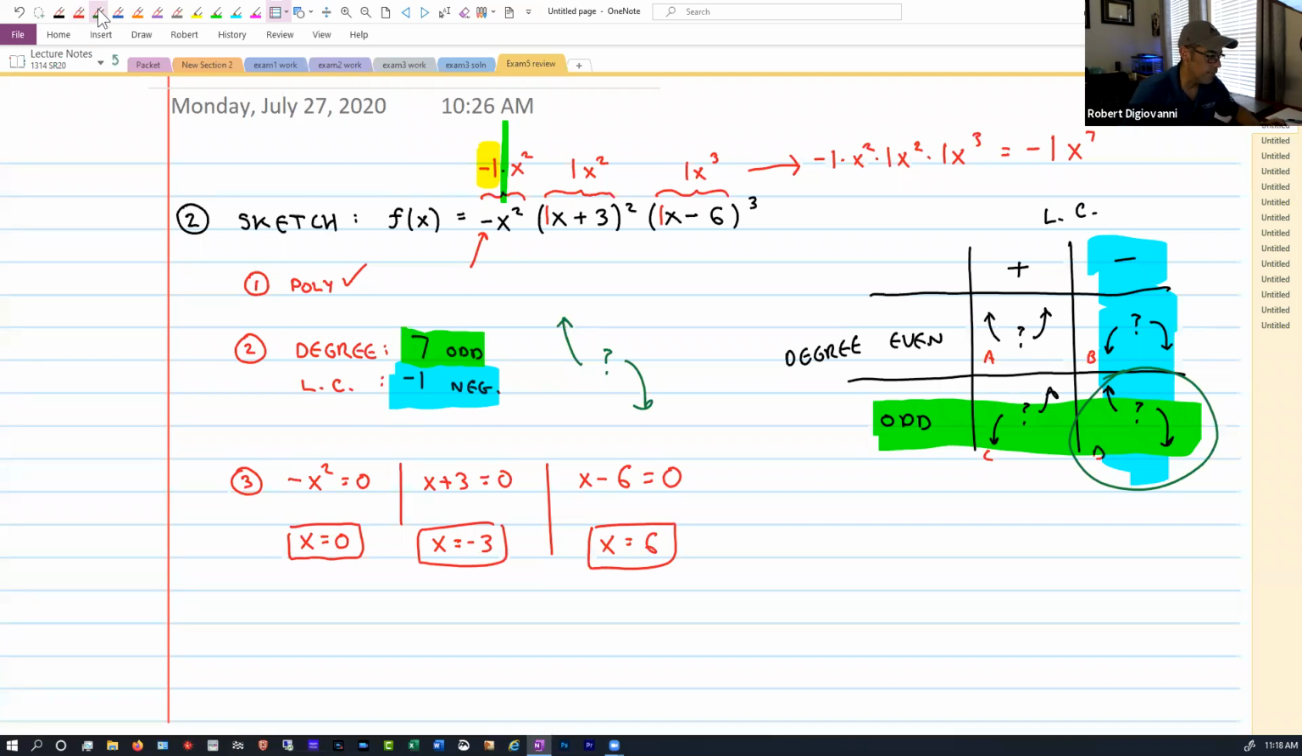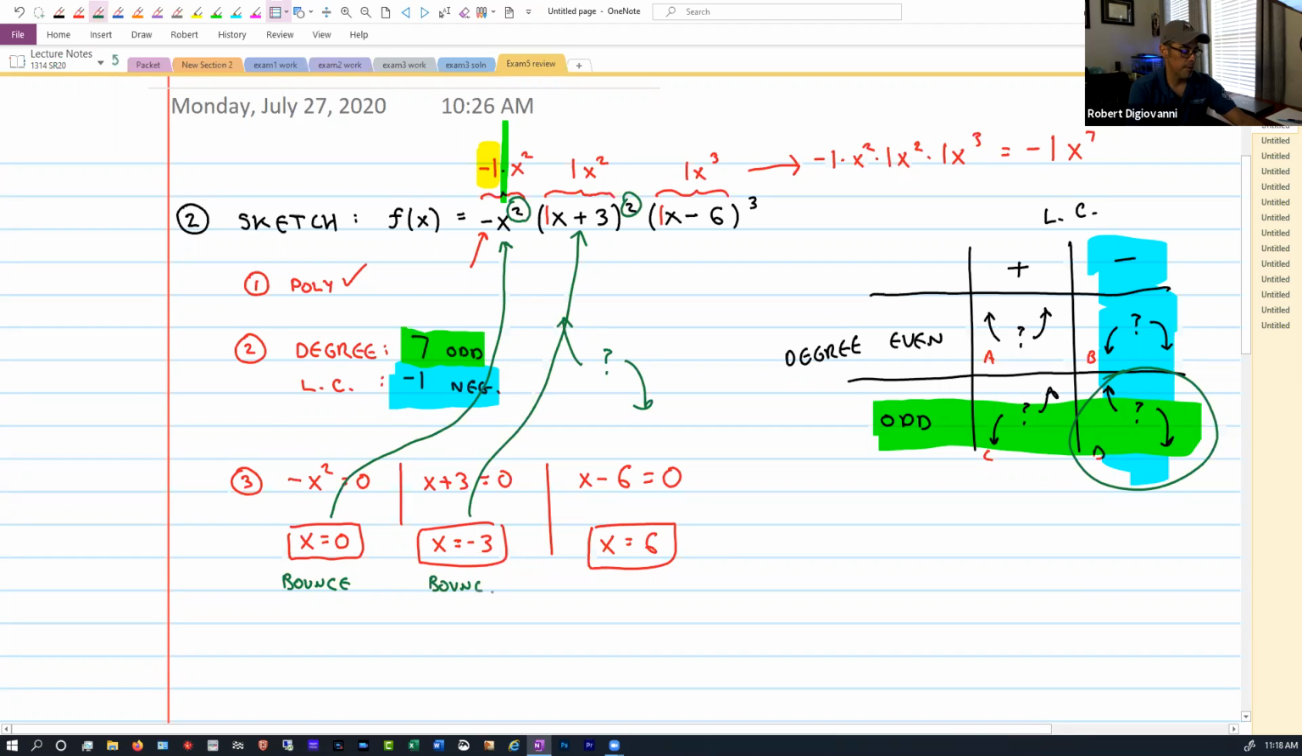And now I'm going to go get my multiplicities. So what about this 0? The 0 came from here, and the power there is 2. 2 is even. Even means bounce. -3 came from here. The power on that factor is 2. Even. Even means bounce. The 6 came from here. The power there is 3. That's odd. Odd means cross. So I'm going to have 2 bounces and 1 cross on this one.